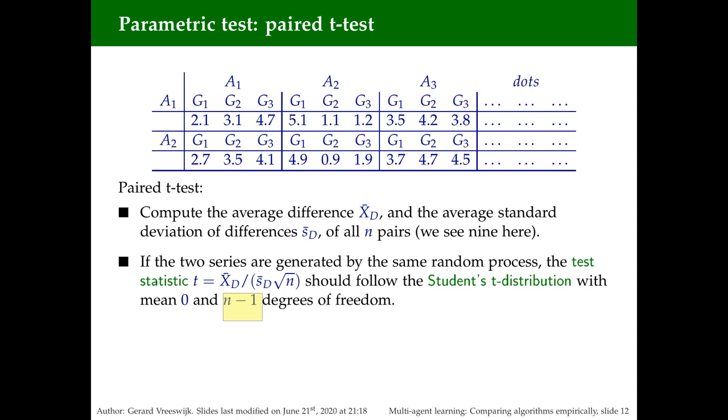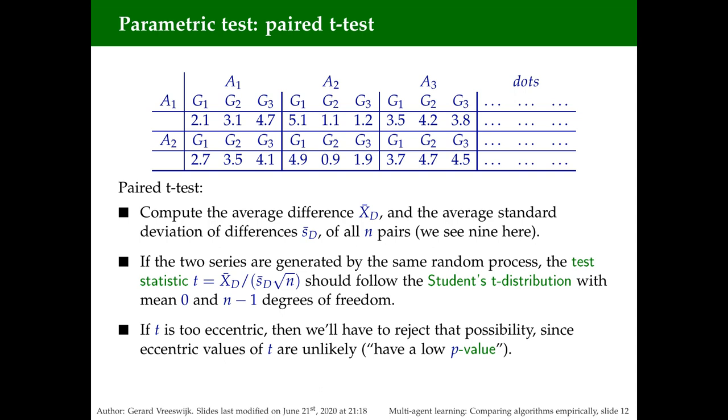We know that if we suppose that they are generated by the same random process. Now if the value of t happens to be far away from 0, too eccentric, not near 0, then it's quite unlikely that the two sequences indeed are generated by the same random process, and we have to reject this hypothesis.